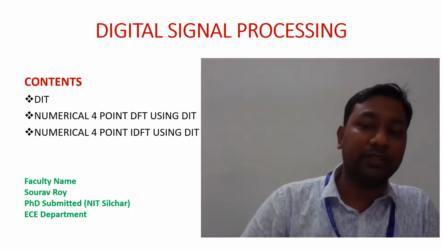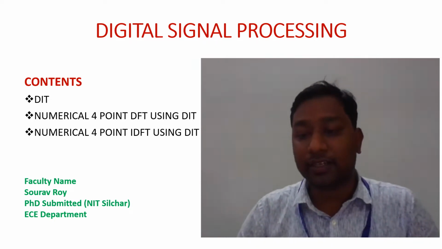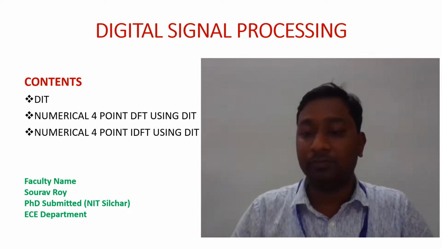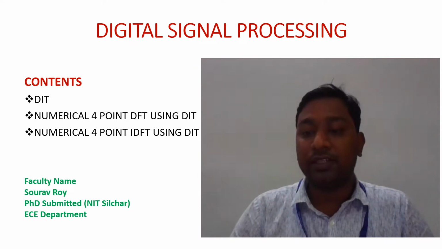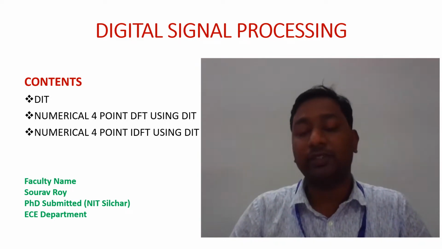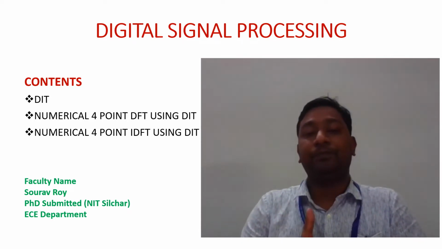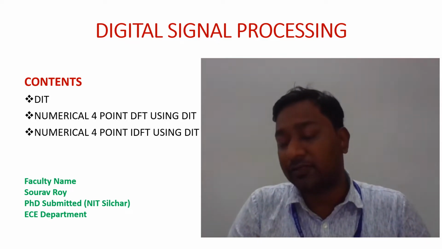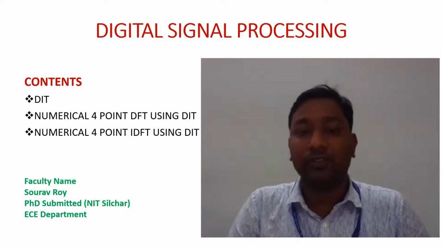So in the last class we discussed the discrete Fourier transform. In the discrete Fourier transform, when we transform the signal, the number of calculations is more. So the discrete Fourier transform is not efficient compared to the FFT. That's why the FFT came. To make it a more efficient method.